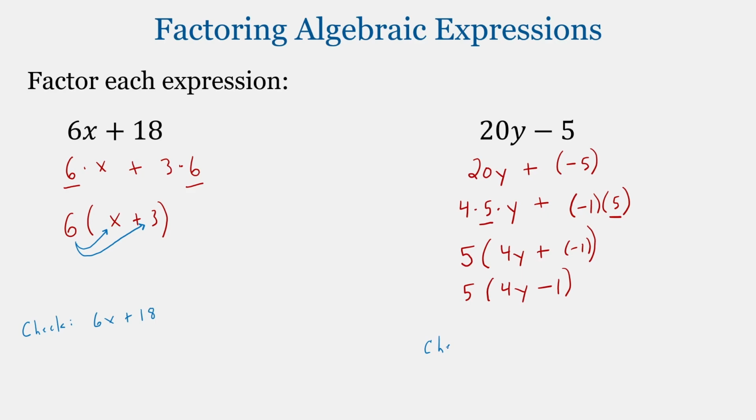Again, checking our answer using the distributive property. We're going to go 5 times 4y. Well, that's 20y. And then 5 times the negative 1 is minus 5. 20y minus 5 is what we started with.